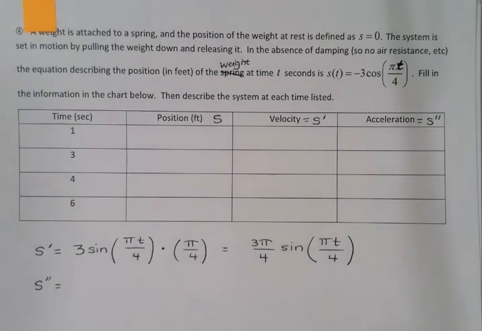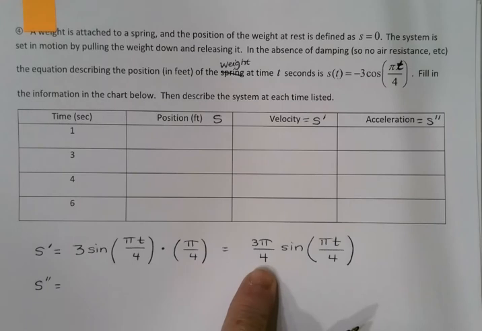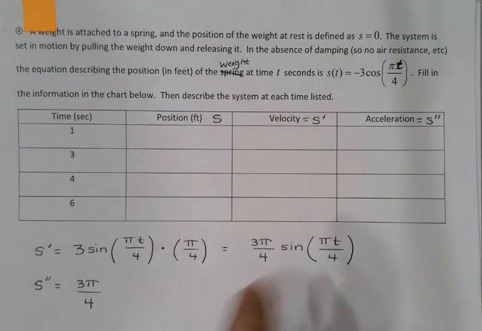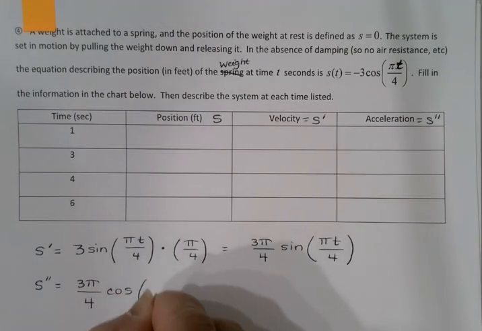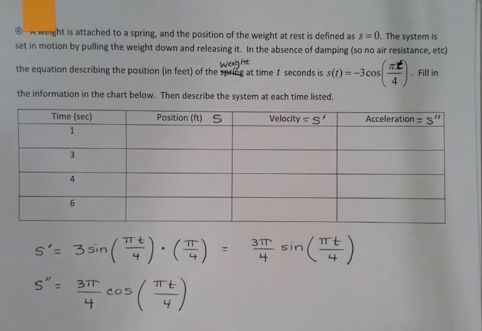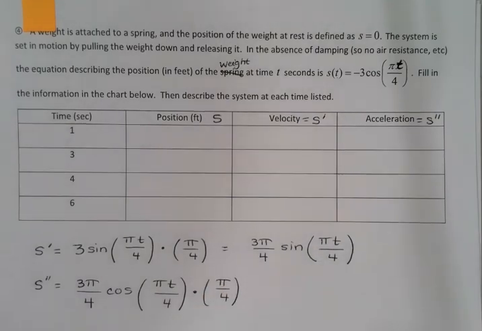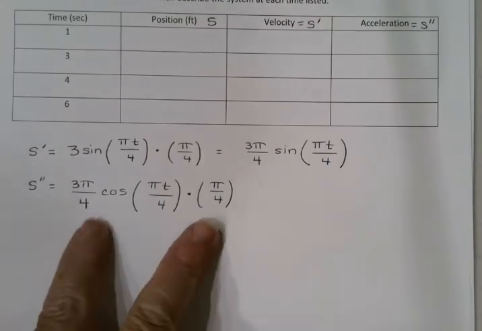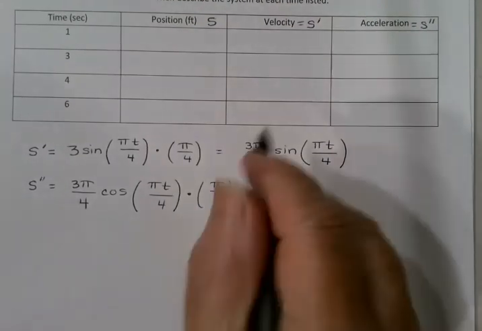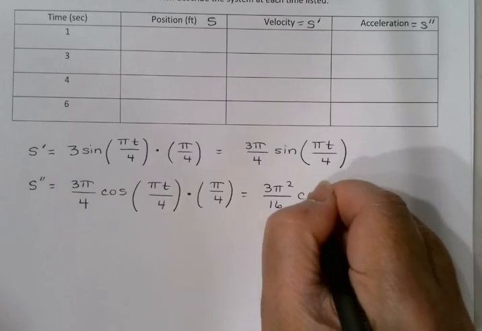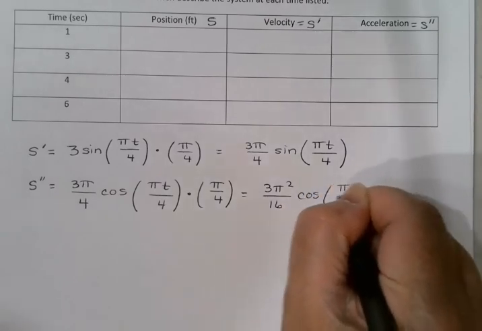All right, our acceleration would be our second derivative. The derivative of this, first of all, I've got my constant multiplier, 3 pi fourths. Derivative of sine would be cosine, pi t over 4. Again, remember the argument of the trig function stays the same. And then here's that chain rule again. The derivative of pi t over 4 would be pi over 4. So I end up with 3 pi squared over 16 times the cosine of pi t over 4.